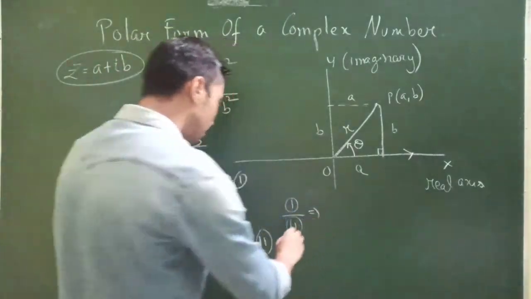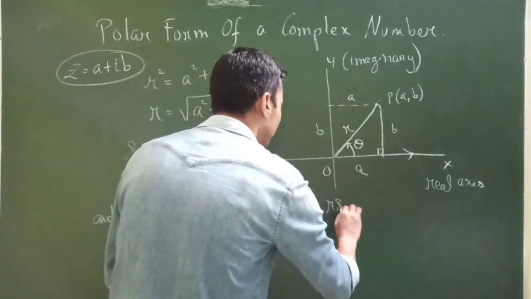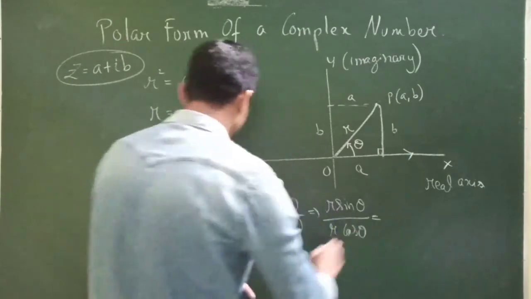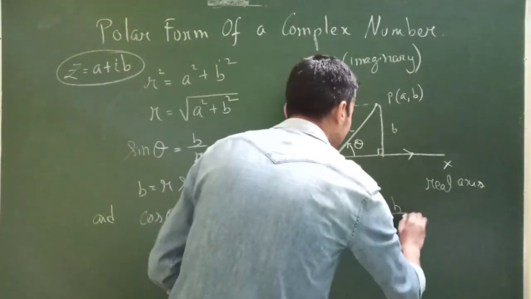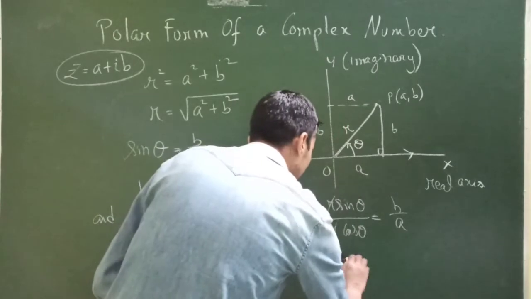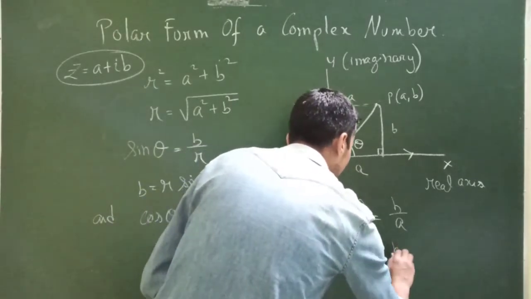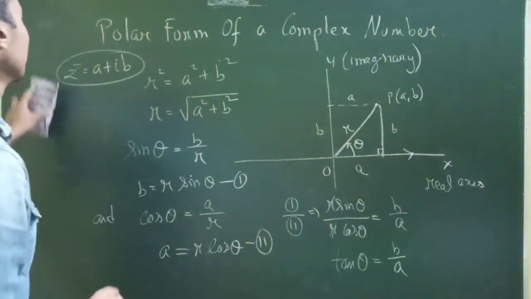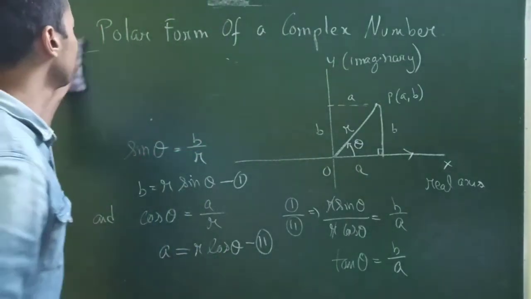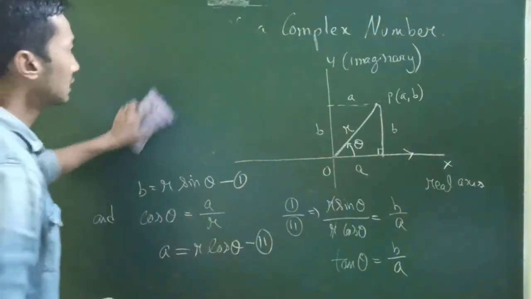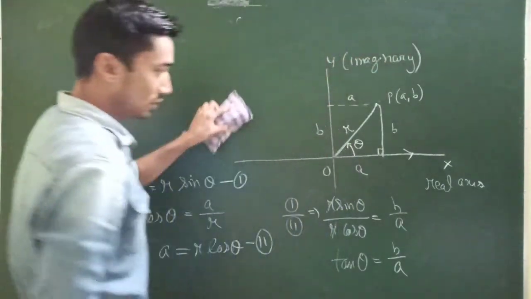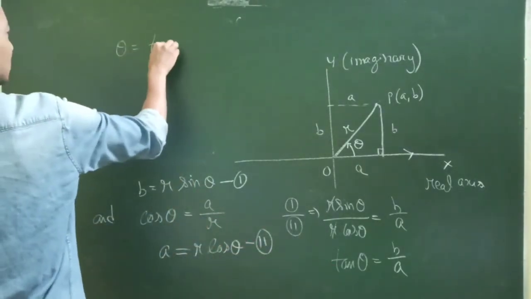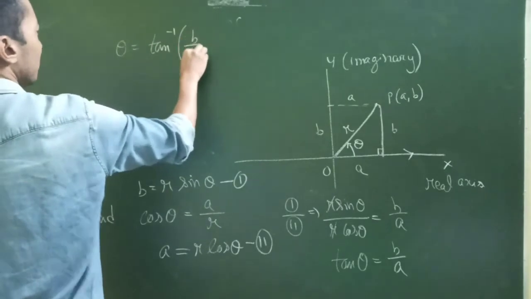If I just divide equation 1 by 2, I have r sine theta by r cos theta equal to b by a. So r cancels, and I have tan theta equal to b by a. Tan theta is equal to b by a. I'll just rub it off; if needed, we will write it down again. So in that case, theta will be equal to tan inverse b by a.